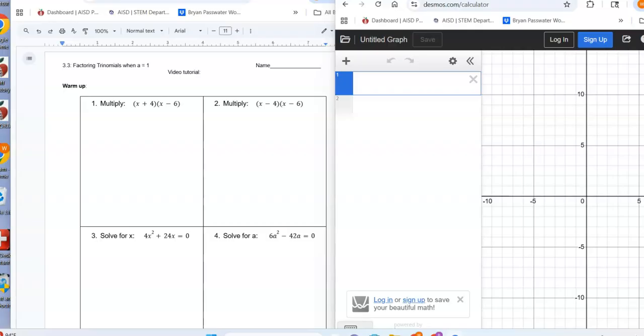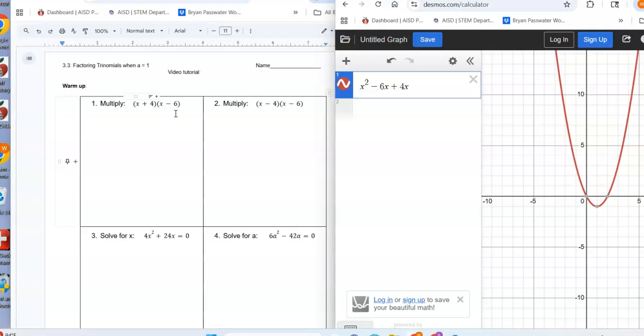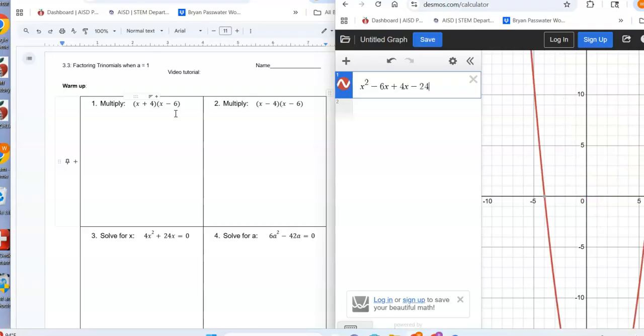This is what we did last time, where you had to multiply a binomial, meaning two things, times two things. So I'm going to do the first one. All right, so x times x is x squared, okay? X times -6 is -6x. 4 times x is 4x. And positive 4 times -6 is -24.